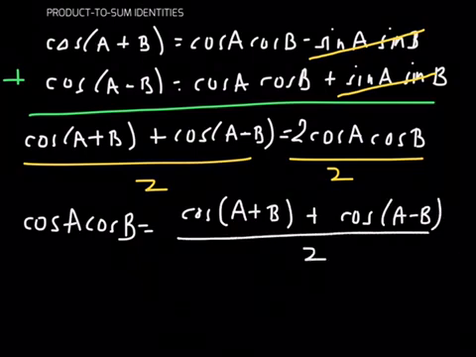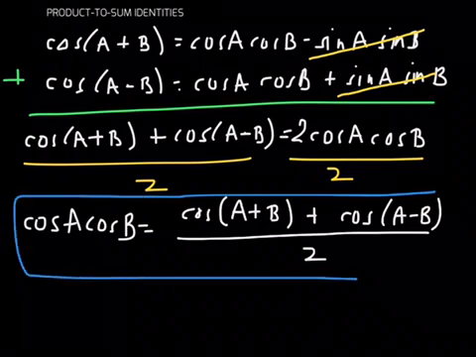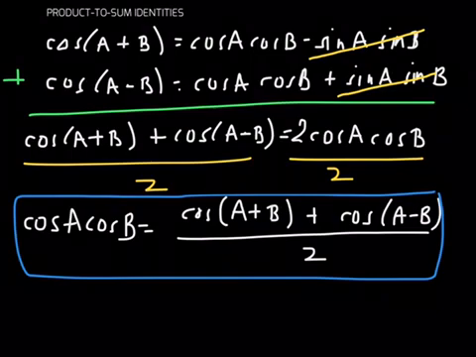This is one of your product to sum identities. This is a product. The left-hand side is your product, and it expands as this sum here. Pretty cool. The book actually writes this 2 as a 1/2 out front. In other words, the book writes it this way. It's the same thing though.